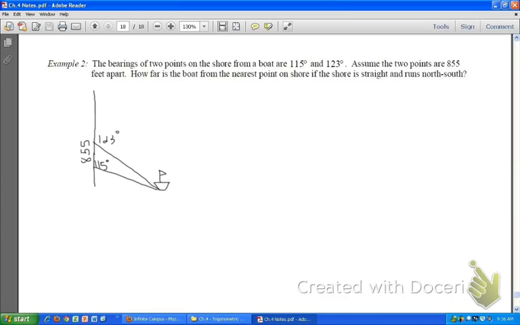My handwriting isn't going to be as nice as it usually is. Okay. You've got 855 between those 2 points. And then it says that we want to see how far the boat is from the nearest point on the shore. What they mean by that phrase is not the nearest point that you're given, it's literally the nearest point that you can possibly find on the shore. So in other words, they want to know what is the perpendicular distance from the boat.